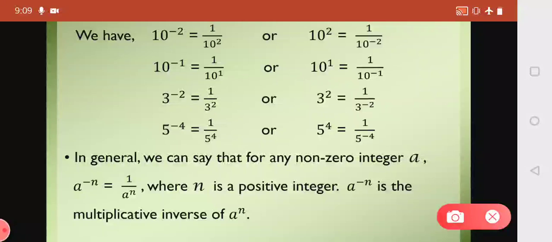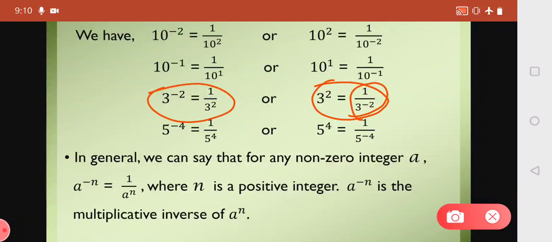Similarly, if the base changes, then also no problem. You can write 3 raised to minus 2 equal to 1 upon 3 square, or 3 square equal to 1 upon 3 raised to minus 2. Here you can see that this and this are nothing but the converse of each other. 3 raised to minus 2 can be written as 1 upon 3 square, or we can also write 3 square equal to 1 upon 3 raised to minus 2.